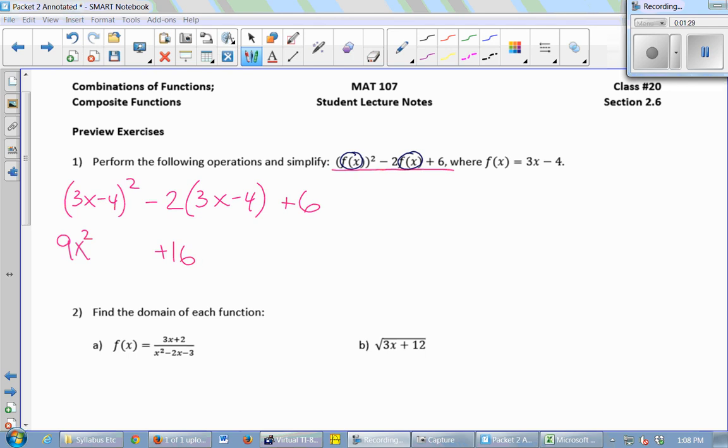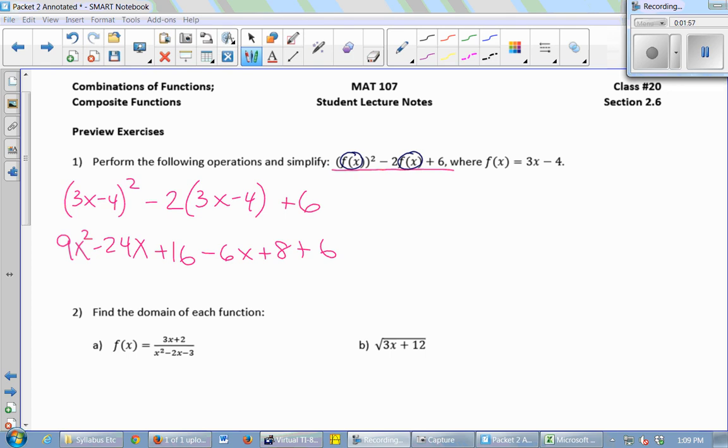Take the product of the two things. What's 3x times negative 4? Negative 12x, and double it, and you get negative 24x. Square the first, square the last, take the product, and double it. You can also just write it out and do the distributing, but it just saves you a little bit of time. All right, then distribute the negative 2, and we have minus 6x plus 8 plus 6.